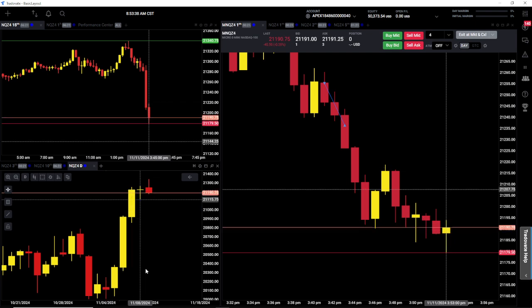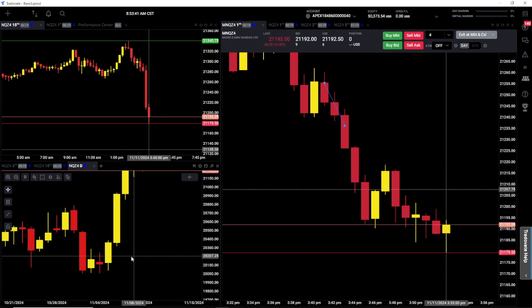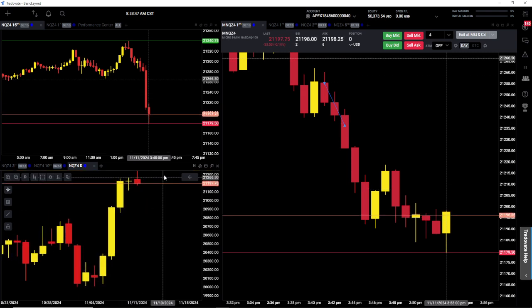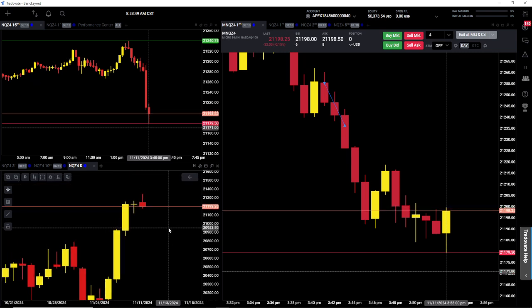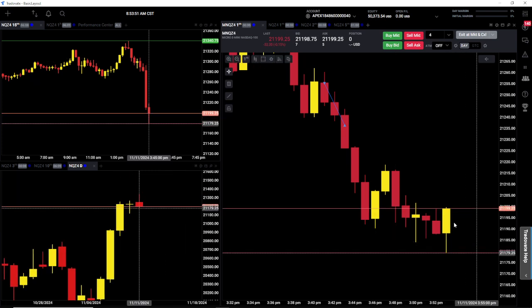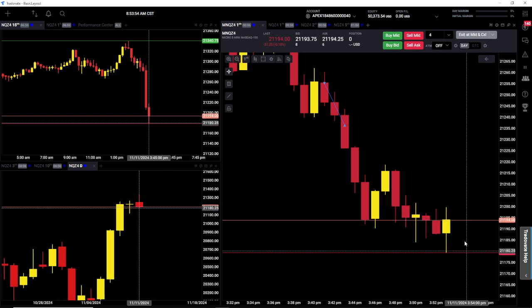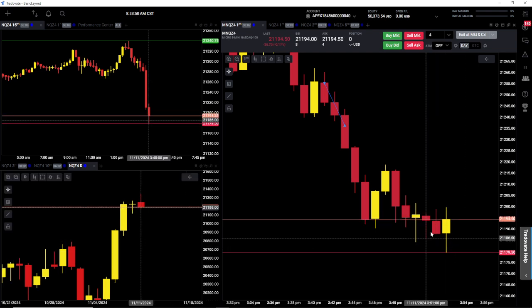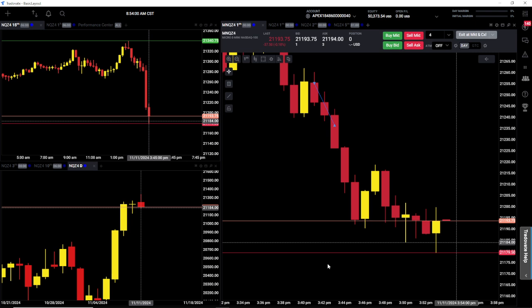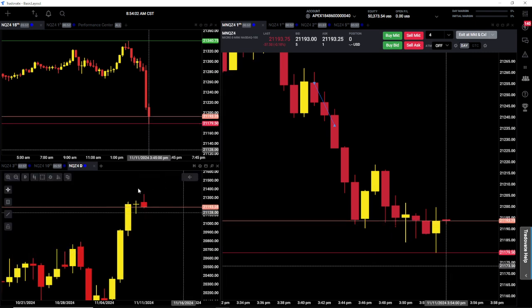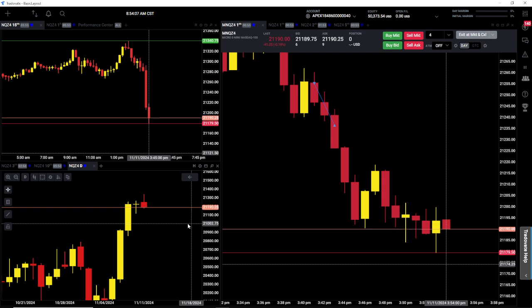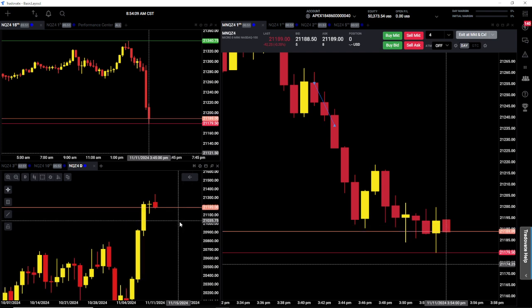We ripped from the 200s, 20,200, all the way to 21,300, which is insane. If you got long here and put your stop at the recent lows, you probably would have got stopped out somewhere here, because no one's stupid enough to put their stop lower than the recent low. But I think right now the way this looks is that we might be due for a solid pullback.